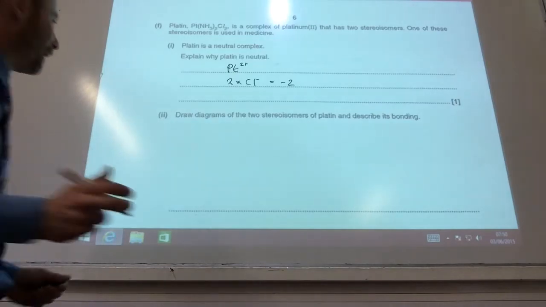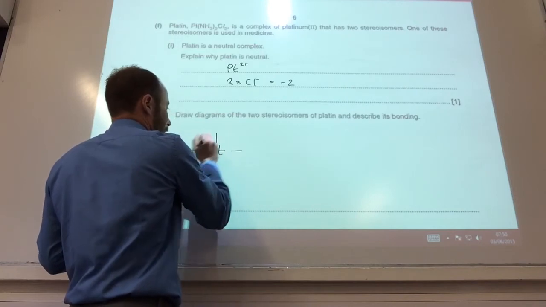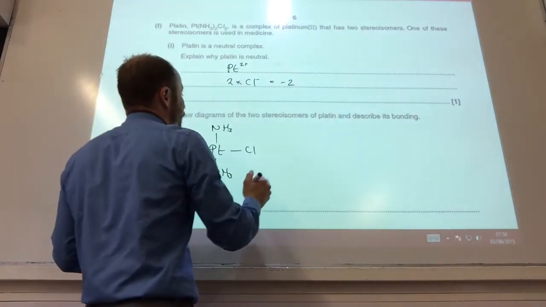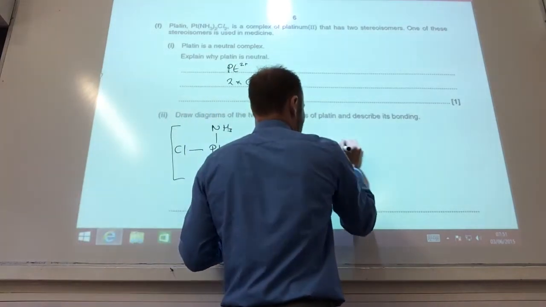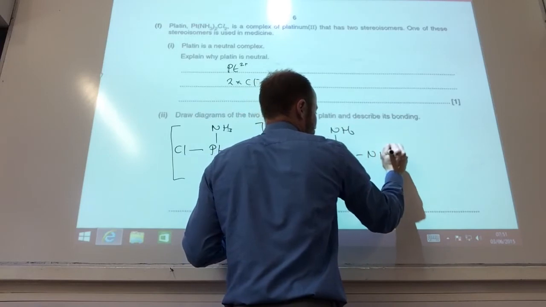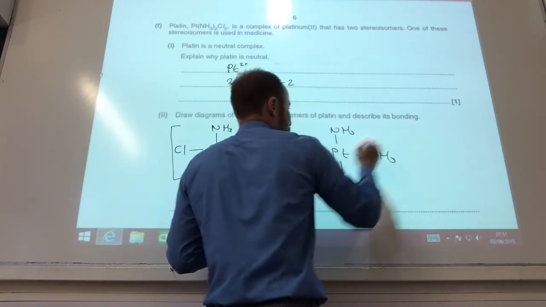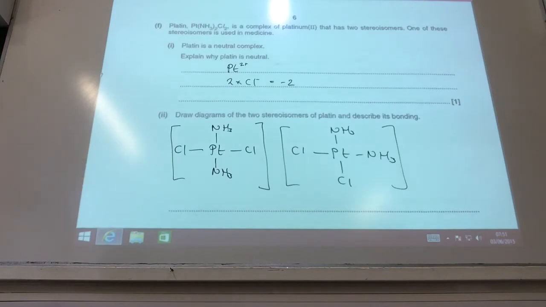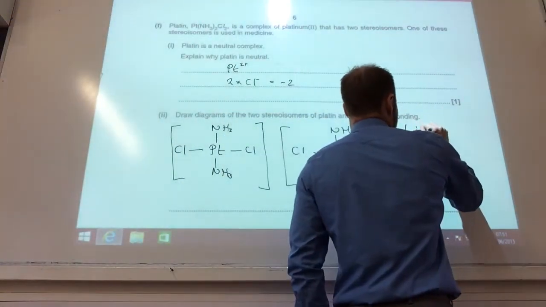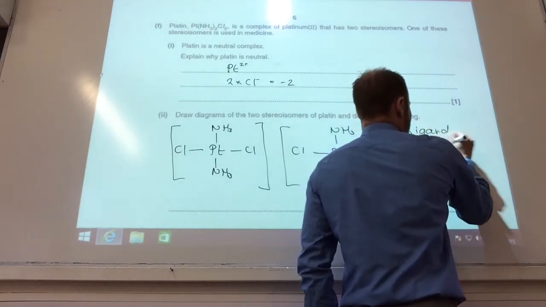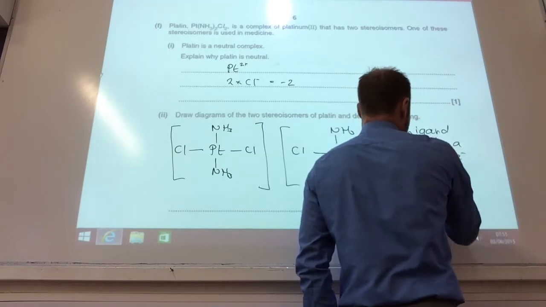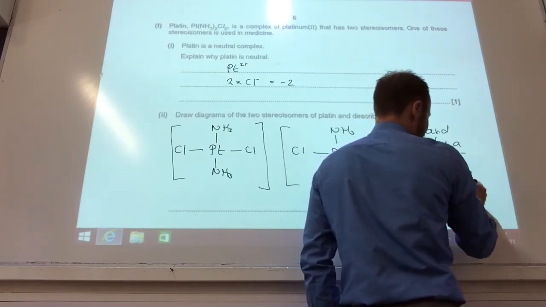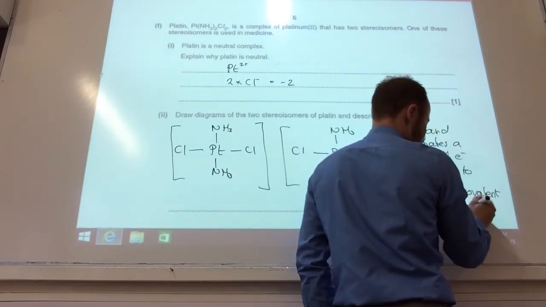Well, okay, we're going to have platinum, and we could have the NH3s, NH3s, Cls, and Cls all trans to each other. Or you could have platinum with them cis to each other, like so. Describe its bonding. The ligand donates a pair of electrons to Pt2+ to form a dative covalent bond, like so.